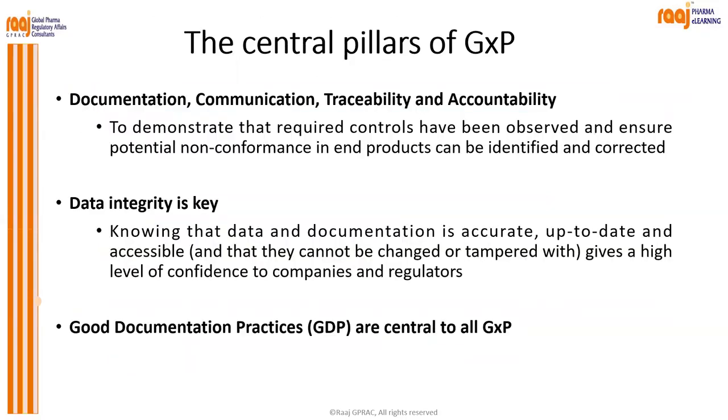So the central pillars of GxP are documentation, communication, traceability, and accountability, which demonstrate that required controls have been observed and ensure potential non-conformance in end products can be identified and corrected. I hope this is a pretty straightforward sentence. Understand? If you have not understood, please raise your hand and you can ask me your doubts.